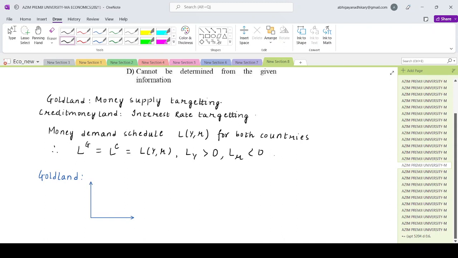Over here we have the interest rate, and the money demanded and money supplied. The money demand schedule is negatively sloped, and the money supply, if I assume it's autonomous, then you have something like this. This is the determined money supply, MS bar, and this is the interest rate in the market. This is how it works. But on the other hand, for Credit Land, it's something else.